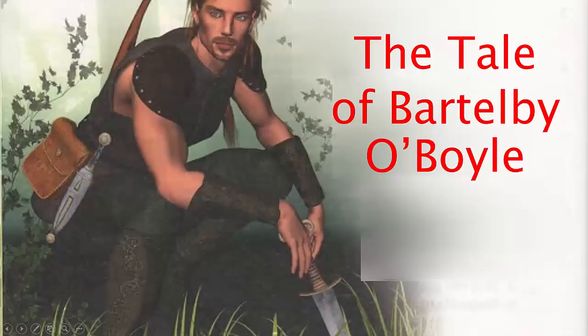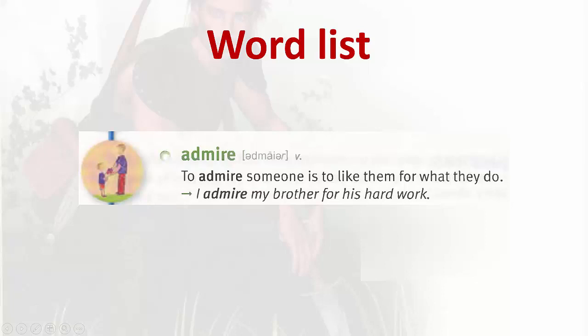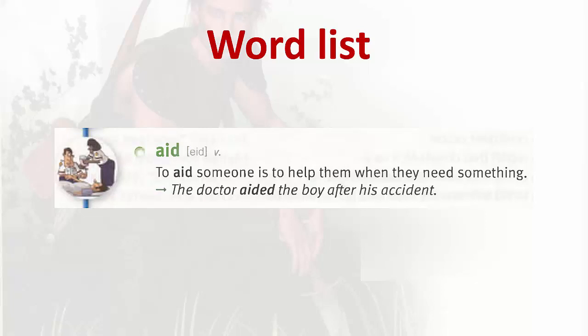Unit 9. Word List. Admire. To admire someone is to like them for what they do. I admire my brother for his hard work. Aid. To aid someone is to help them when they need something. The doctor aided the boy after his accident.